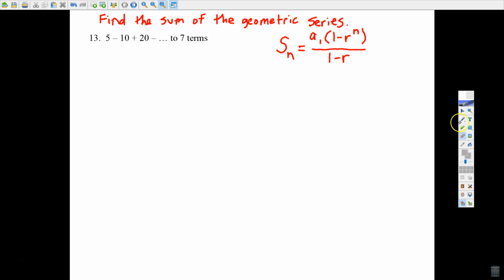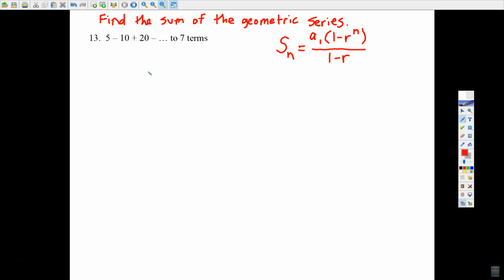Anytime you are asked to find the sum of a geometric series of a certain number of terms, meaning it'll be a finite series, this is the formula that you're going to use. So n stands for the number of terms in the series. In this problem that will be 7. A sub 1 stands for the first term of the series. In this case that will be 5. R stands for the ratio.